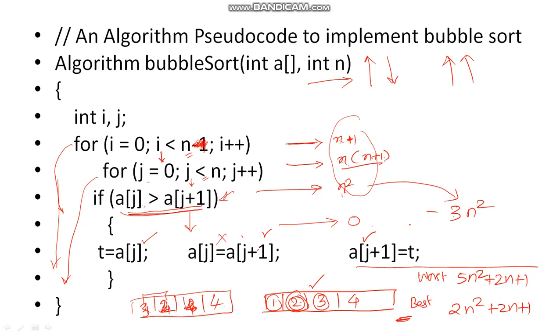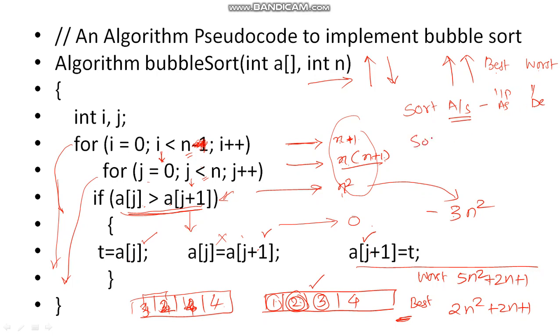Now I have given you what is the best case input for bubble sort. If you want to sort it in ascending order and the input is in ascending order, this is the best case. Okay, so best case. If the input is in descending order and if you want to sort it in ascending order, it is the worst case. We say that this is best case input, and this is worst case input.